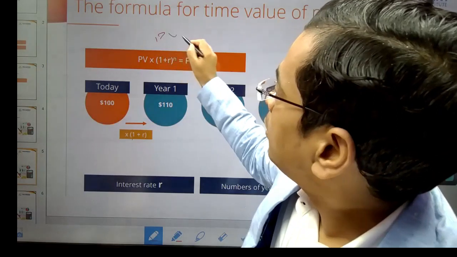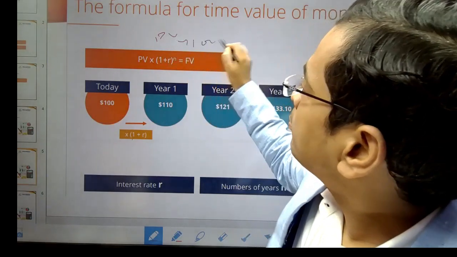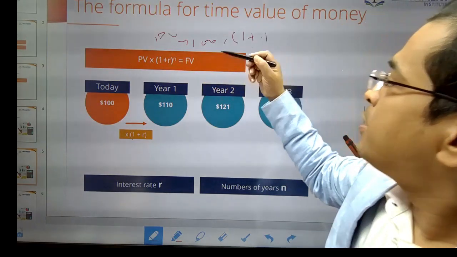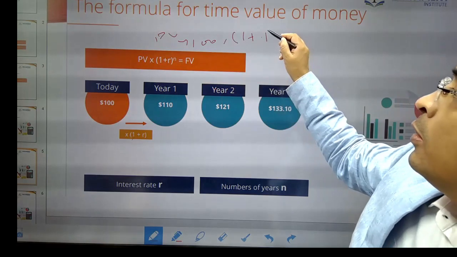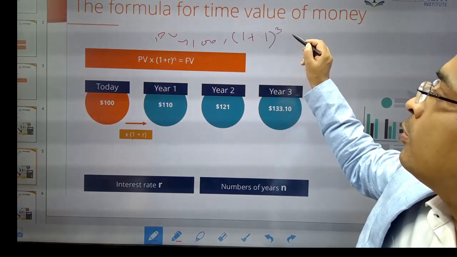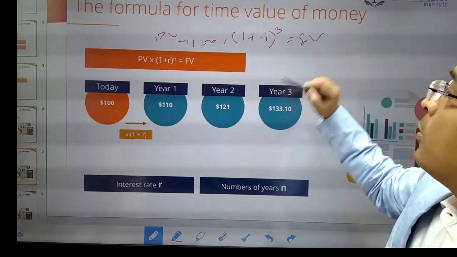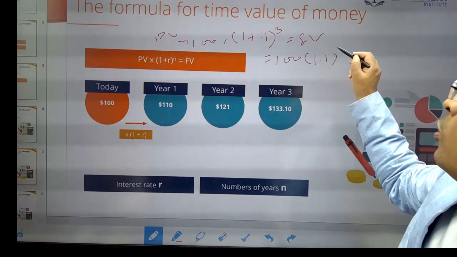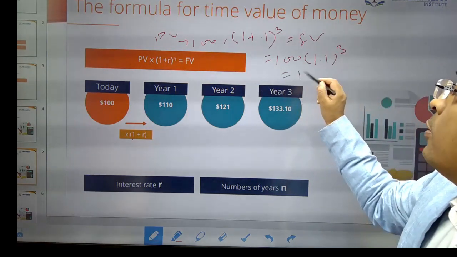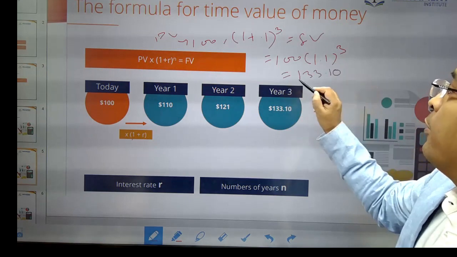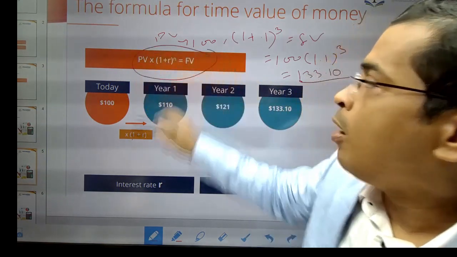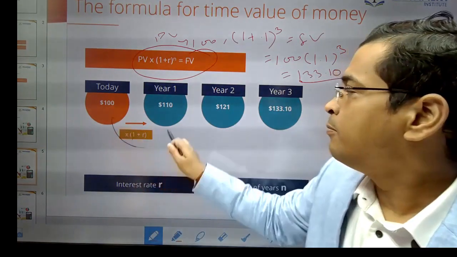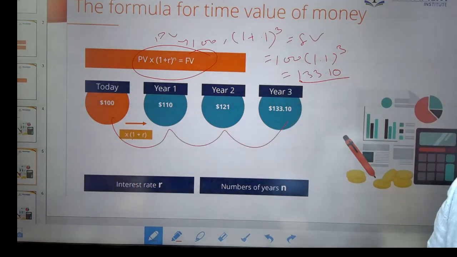So present value was $100. 1 plus R is 1 plus 0.1, because we write 10% as 0.1. To the power n, which is 3, that becomes our future value, which is 100 times 1.1 to the power 3, and you'll arrive at the same number as given here. So that is the magic formula to calculate future value. And this is what we did manually in the previous slide as well.